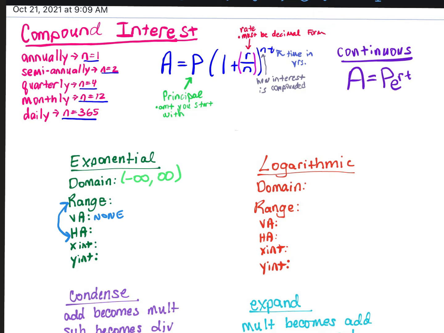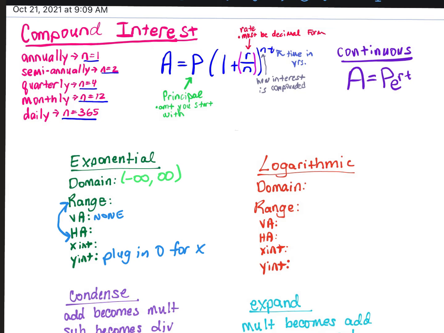How do you find your y-intercept? You plug in what? Plug in 0 for what? For x. Okay. Everybody with me? The only time you'll have an x-intercept with an exponential is if you're moving your graph up and down. And you'll be able to see that when you do your table of values.